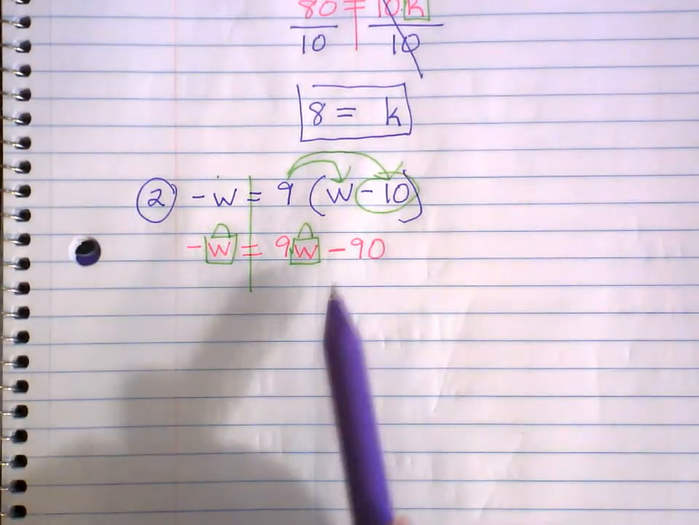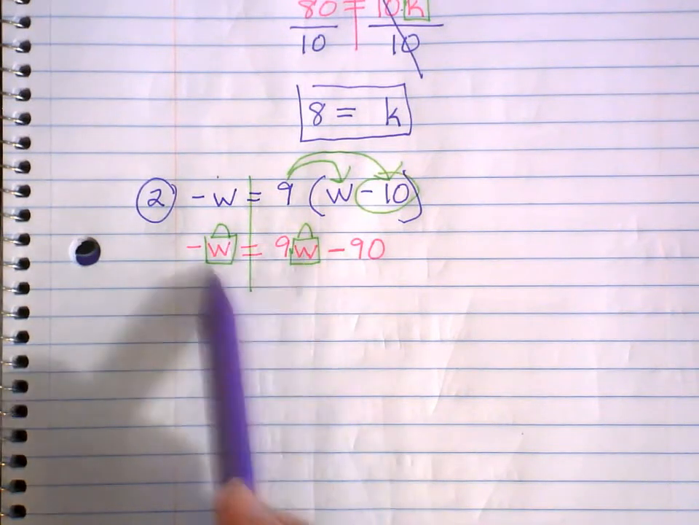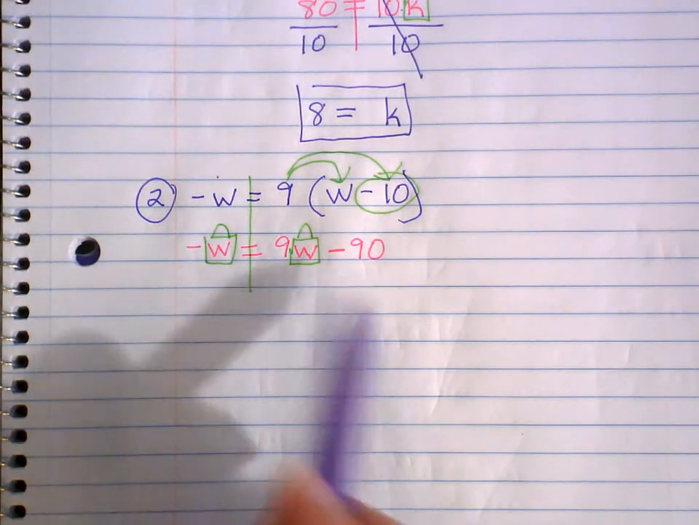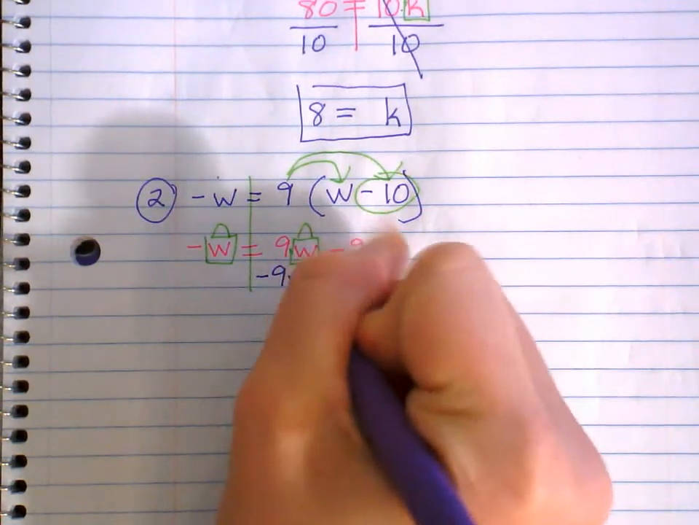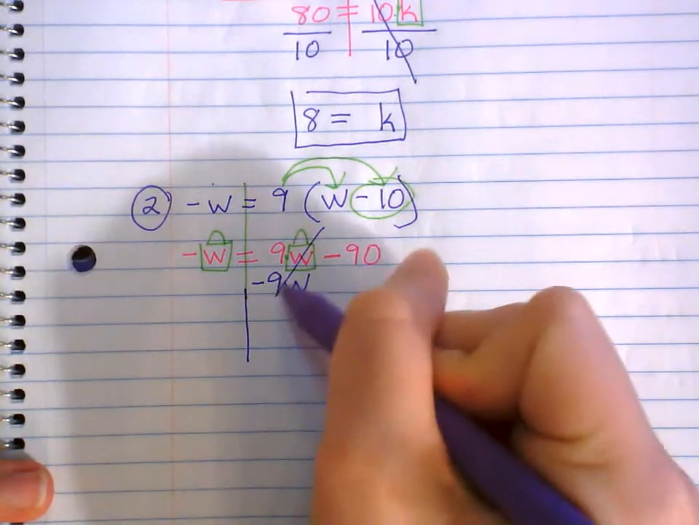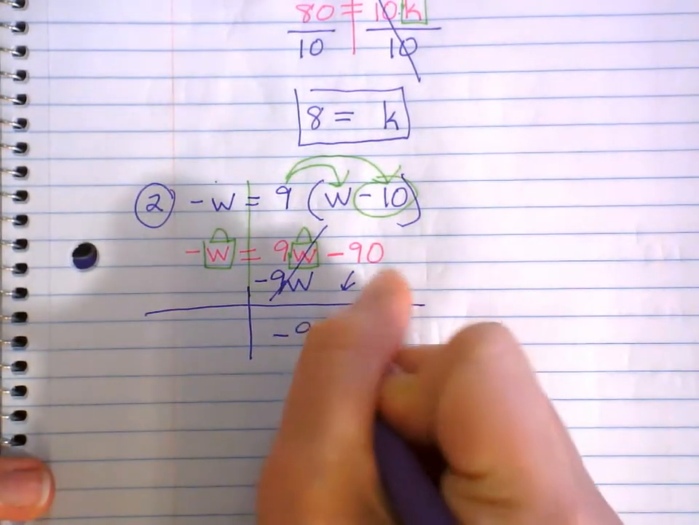So I want to get the variables on one side. I'm going to get them away from this whole number, this negative 90. So right now it's a positive 9w. How do I get rid of a positive 9w? You subtract it, undo it. 9w minus 9w goes away, leaves us with nothing. So we just have the negative 90 on this side.